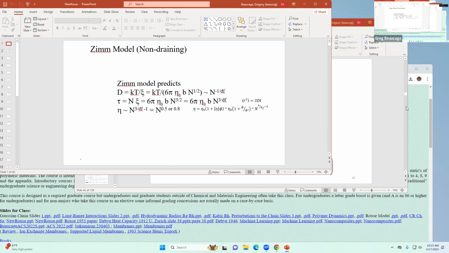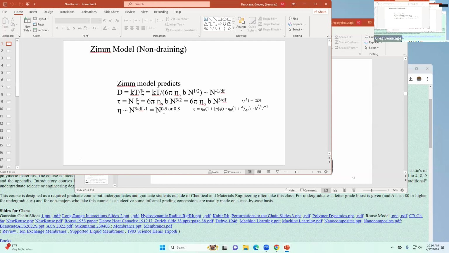So you can get predictions from the Zimm model, like the diffusion coefficient is going to go with the mass of the chain to the -1 by df. Then the relaxation time of the chain would be the time that it takes to diffuse its own diameter. Say you have that coil ball, and it's going to move its own diameter. How long does it take to move out of the place where it is to another place? So that's this relaxation time. If you calculate that, you end up with also a power of the molecular weight related to this fractal dimension, right? And then the viscosity we got with the Mark-Houwink.